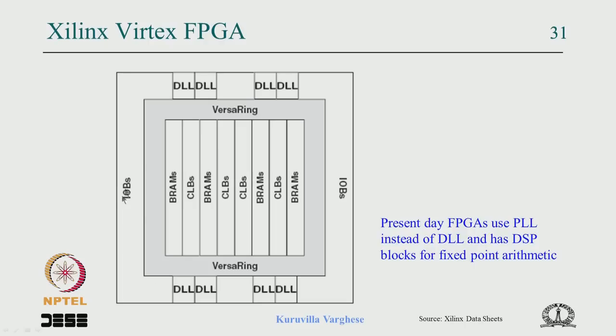So this is the top level view of the Virtex FPGA. I will not go into the specifics of this. First thing to note is that all around are the IO blocks, and you will have the PLLs, okay. Now in this it is DLL, but there will be PLLs, okay. And inside will be the block RAM and CLB. Block RAM is a dedicated memory, CLB is a configurable logic block, and so on, okay. It is sandwiched one after the other.